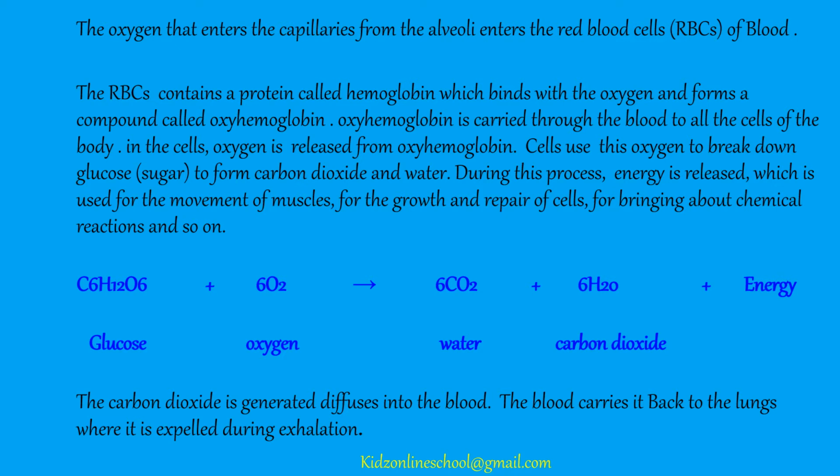In the cells, oxygen is released from the oxohemoglobin. Cells use this oxygen to break down glucose to form carbon dioxide and water. During this process, energy is released, which is used for the movement of muscles, for the growth and repair of cells, for bringing about chemical reactions, and so on. Glucose plus oxygen equals water plus carbon dioxide plus energy.